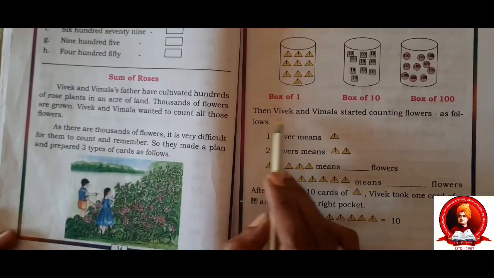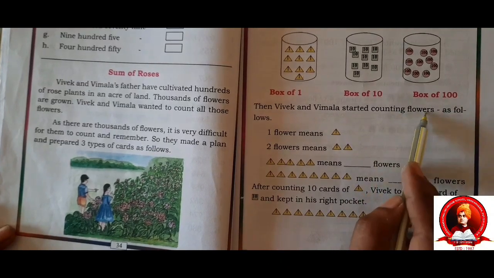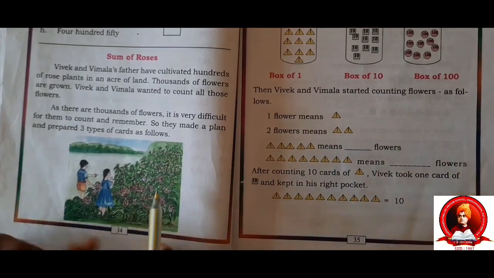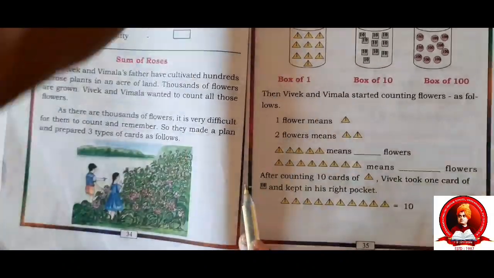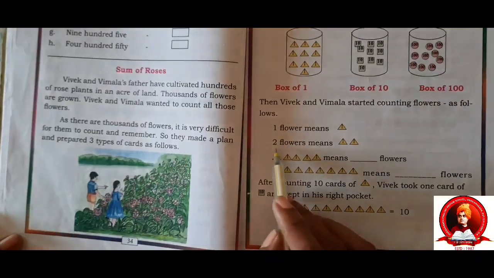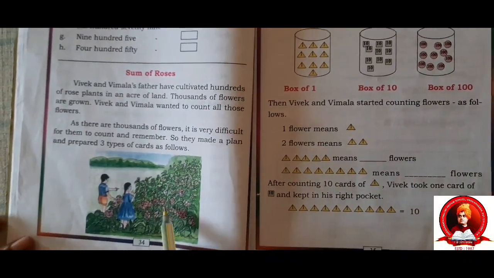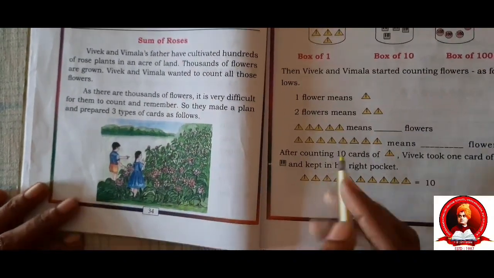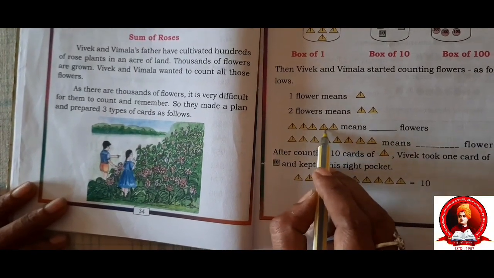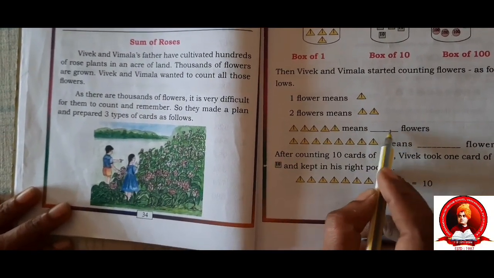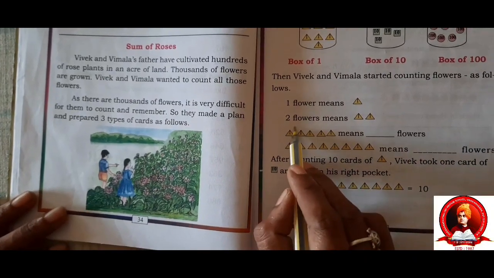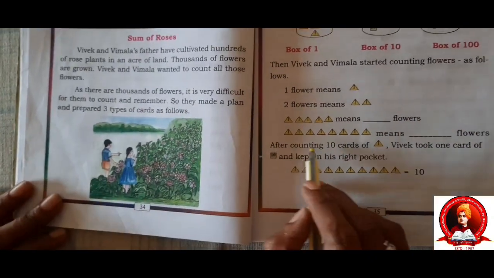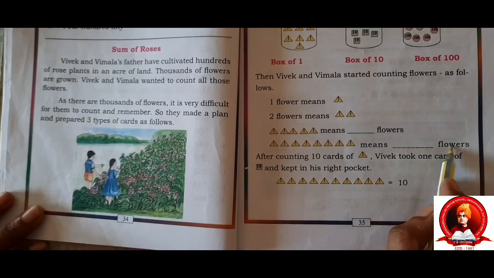Okay, now continue. Then Vivek and Vimala started counting flowers as follows. See here, 1 flower means 1 card. Okay, they counted the flower first here, then what did they do? 1 card they started to put. Now 2 flowers means 2 cards. If they pick 2 flowers here, what are they going to do? They will put 2 cards in this box. Now next here, 1, 2, 3, 4, 5 means you have to fill here. How many flowers? Count. 1 card for 1 flower, another card for another. So how many flowers? Easy, you can write it. Next here also, count it, how many flowers?